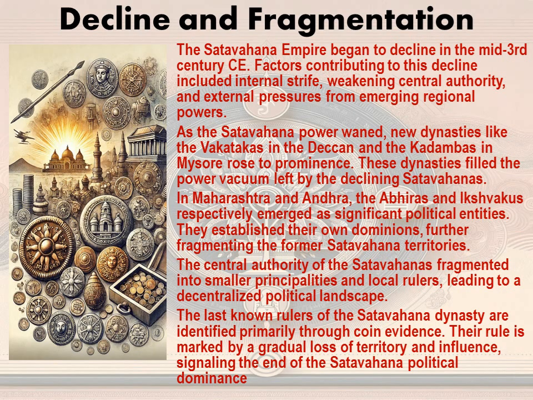The last known rulers of the Satavahana dynasty are identified primarily through coin evidence. Their rule is marked by gradual loss of territory and influence, signaling the end of Satavahana political dominance. So there was an end of the Satavahana political dominance, and that can be known from the fact that the last rulers of the Satavahana dynasty had only minted very few coins.